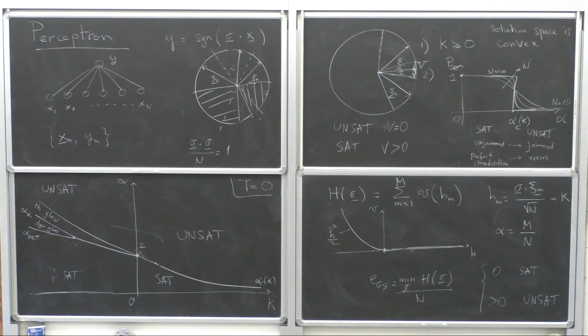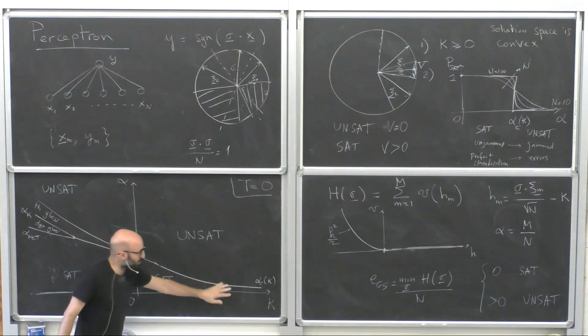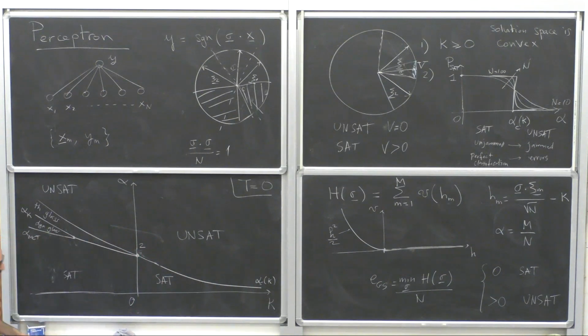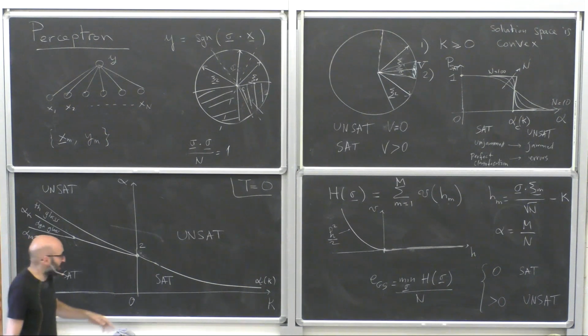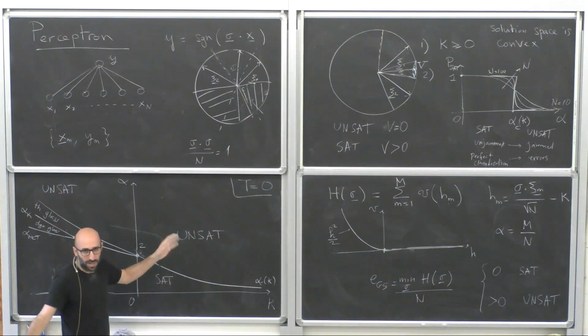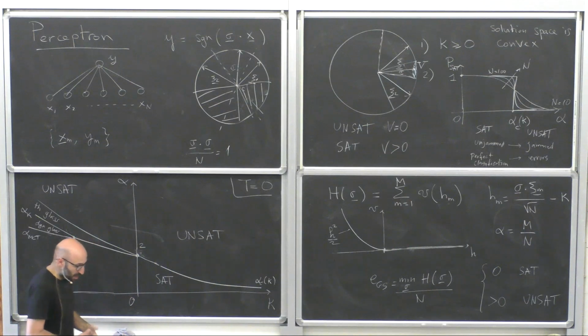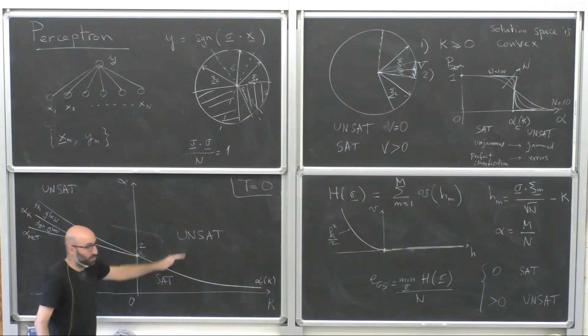Anyway, the point I wanted to make, and then I stop, is that the perceptron with positive kappa is a bit special because it is convex by construction. You can solve it with replicas. You find that the thing is always replica symmetric. There is no glass phase, but it has a transition from sat to unsat.